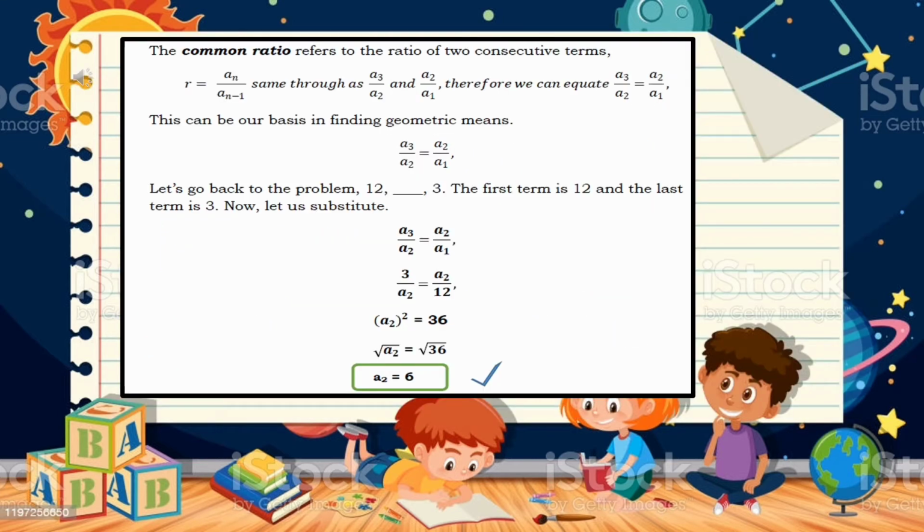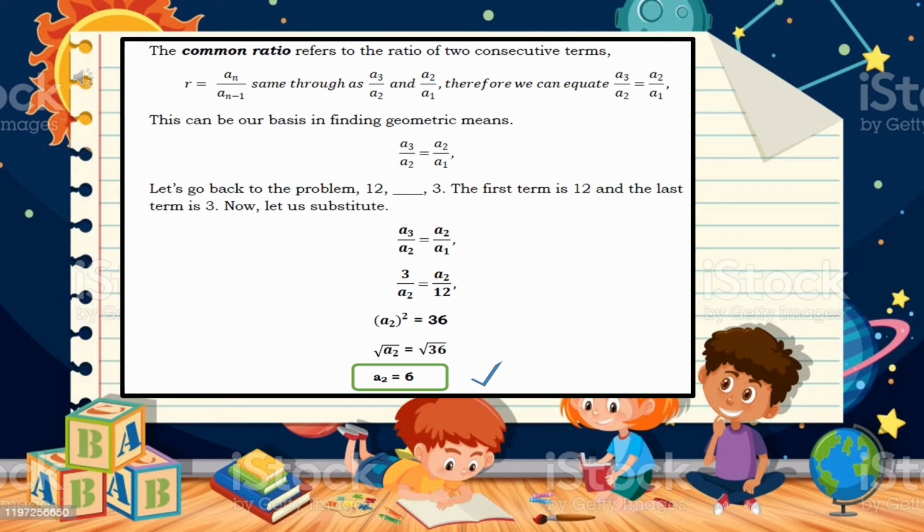So let us first define what is meant by common ratio. Common ratio refers to the ratio of two consecutive terms. So we have here the formula, r equals a sub n divided by a sub n minus 1, same as a sub 3 divided by a sub 2 and a sub 2 divided by a sub 1. Therefore, we can equate a sub 3 divided by a sub 2 is equal to a sub 2 divided by a sub 1. This can be our basis in finding the geometric means.